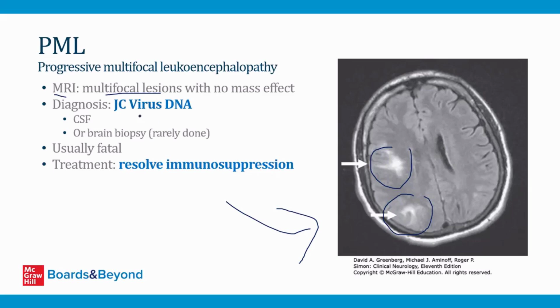The diagnosis is made by identifying JC virus DNA. Usually this is done from a CSF sample from lumbar puncture, although in rare cases a brain biopsy can be done.